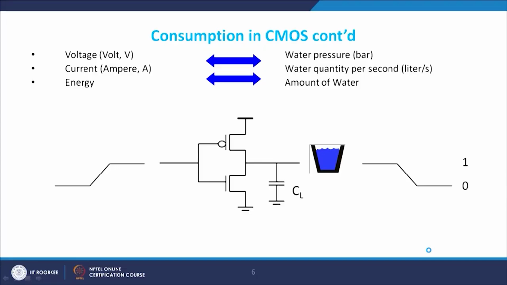Now, let us see what happens when your input goes from 0 to 1. So, I have initially 0 and then it goes to 1. Initially 0 means this is on, and this is off, and therefore this whole CL is filled with water, which means that the voltage across the CL is equal to VDD. Now I go from 0 to 1, which primarily means that this goes from on to off state, and this goes from off to on state. As it goes to on state, I will explain to you.